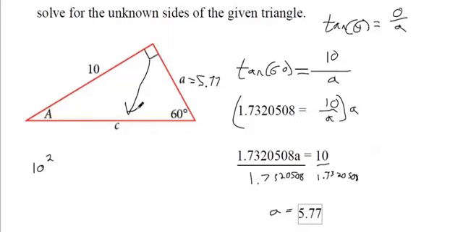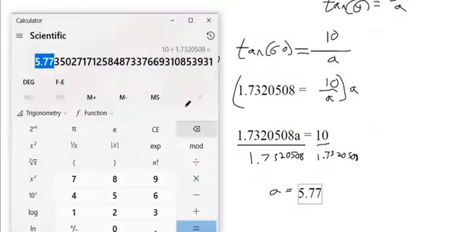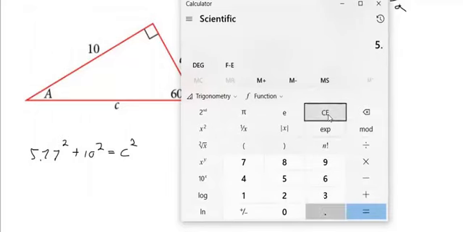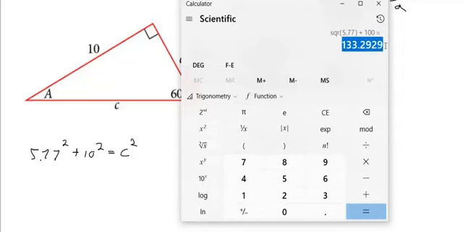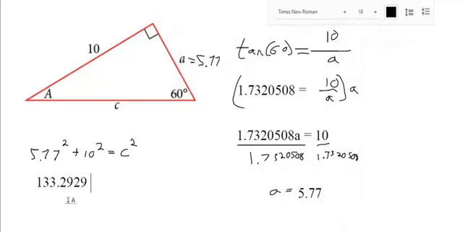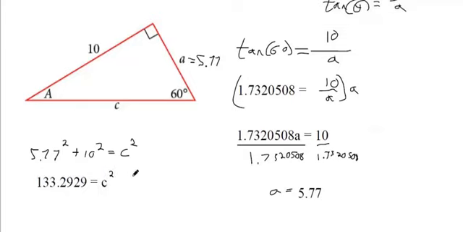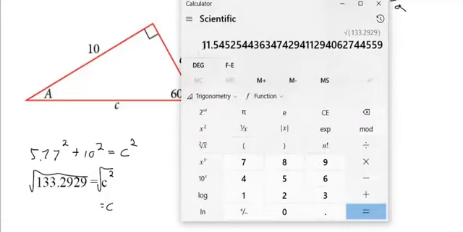And look, C is the hypotenuse, right? So I'm going to call this A and call this B. Oh, actually, well, it already says A, so let me call that A. It doesn't matter, though. Then there's B, and then A squared plus B squared equals C squared. So now we just need to get C by itself, so 5.77 squared plus 100. So there's the left side of the equation. And then to get rid of the square, we need to use a square root on both sides. So square root this side and square root this side. So when we do that, we get 11.55.